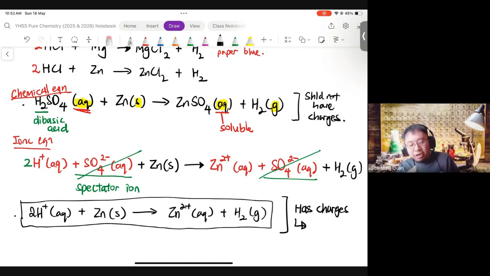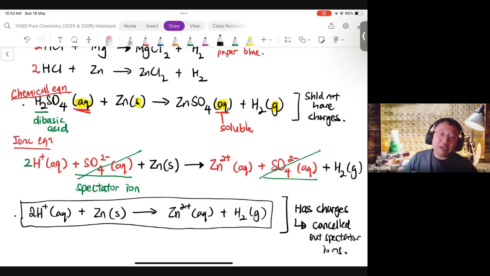Why does it have charges? Because we cancelled out the spectator ion. Because we cancel out the sulfate, it's no longer there in the ionic equation's answer. Therefore, whatever is left was its partner, Zn2 plus or H plus. Okay? So just a quick recap of how to write ionic equations.